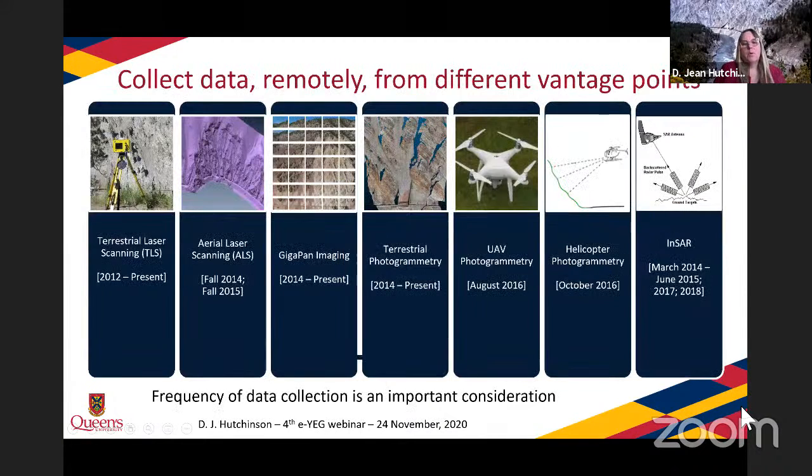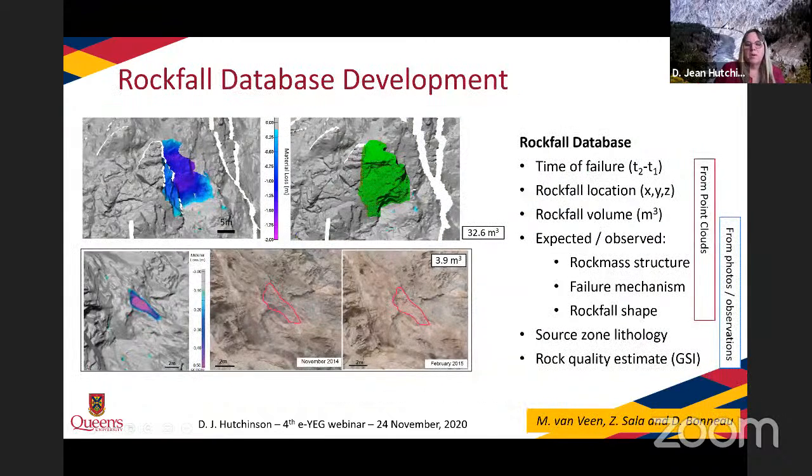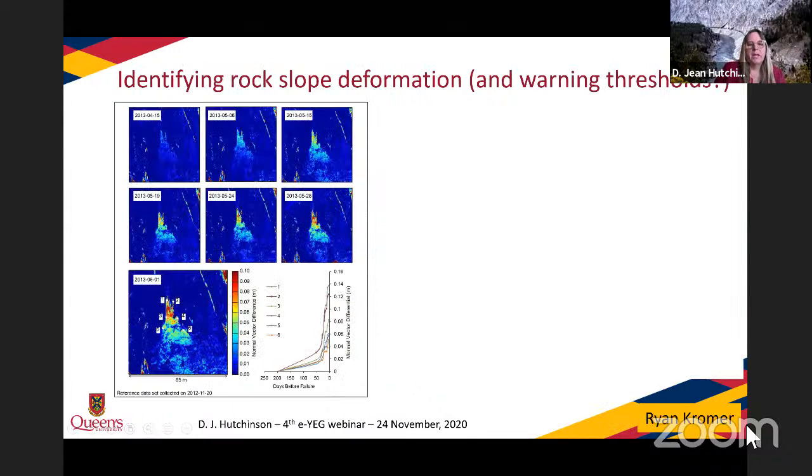We collect data remotely from different vantage points in this location, and you can see some of these sources of information here. One of the key considerations we have is how frequently we collect data. And as time goes on, more permanent setups that are reasonably priced, that permit you to collect this data on a regular or very frequent basis, really enhance our understanding. And from this work, we've been able to develop a rockfall database from both point clouds and from photos and observations. This permits us then to do some back analysis of cases that we've seen.